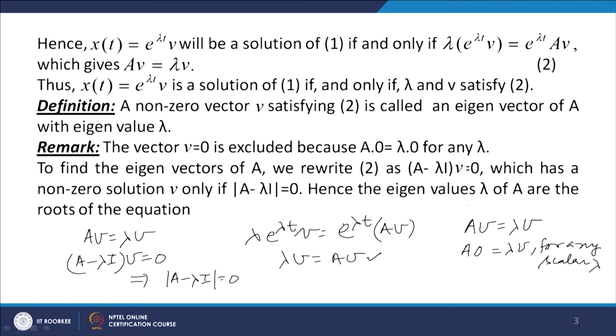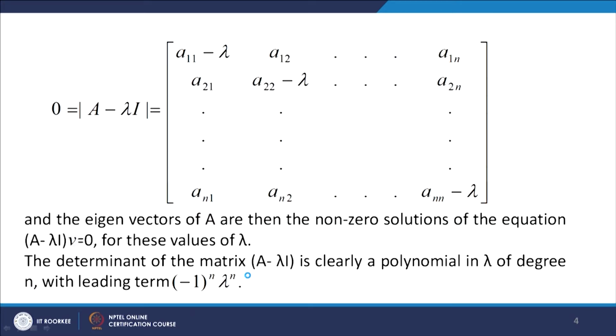Hence, the eigenvalues lambda of A are the roots of the characteristic equation, determinant of A minus lambda I equal to 0. If you expand this equation, what you get is the determinant with a11 minus lambda, a12, and so on. That is, from the matrix A, the diagonal elements are subtracted by lambda. We are subtracting lambda times the identity matrix of order n from A. So, determinant of this equal to 0 gives us a polynomial equation in lambda of degree n. The eigenvectors of A are then the non-zero solutions of the corresponding system.